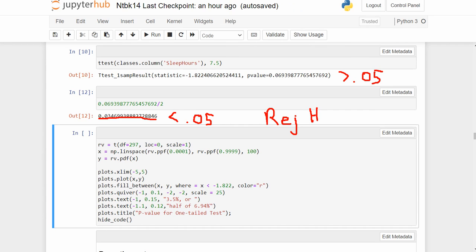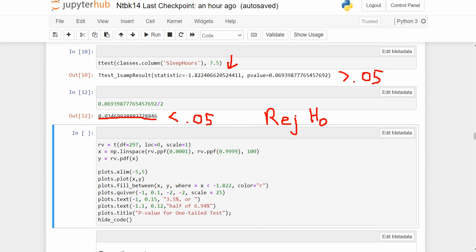And by the way, we sometimes write just h sub 0 rather than null. We sometimes just write h sub 0 for the null hypothesis. Reject the null hypothesis. Okay? So we reject the null hypothesis. What does that mean? That means that we have evidence for the alternative, which is that students get less than 7.5 hours of sleep. So not only do they get less than 8 hours, it appears we have evidence that they get less than 7.5.